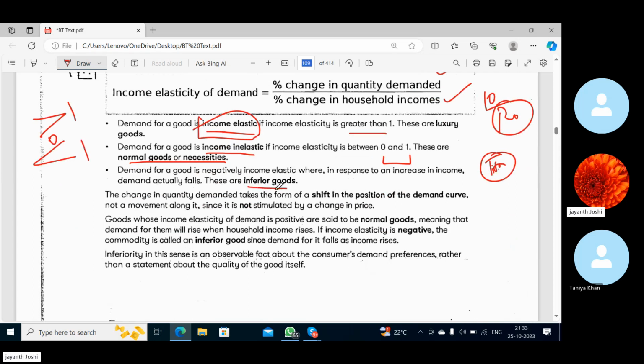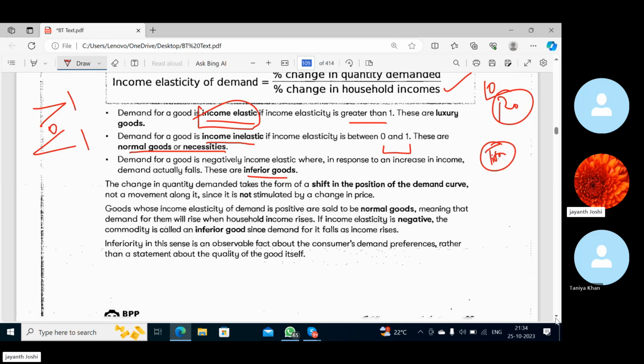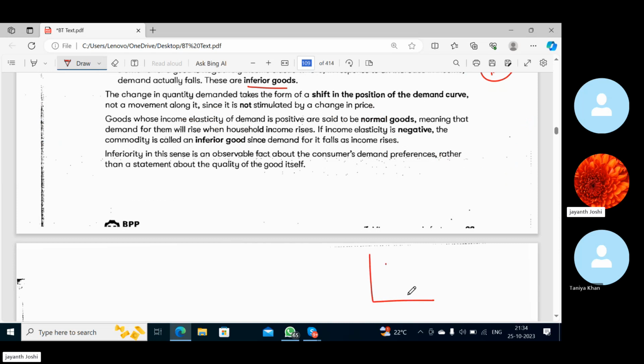So for inferior goods, you show less demand, right? So change in quantity demanded takes the form of a shift in demand. I already told you about the shift in demand. Okay, we discussed this point.